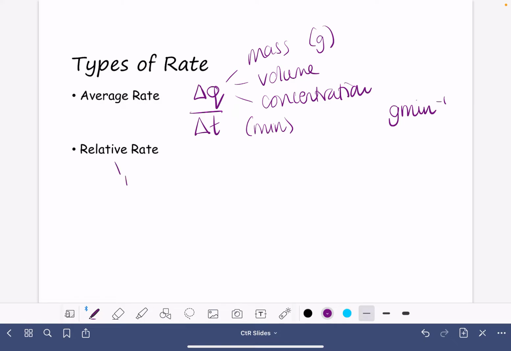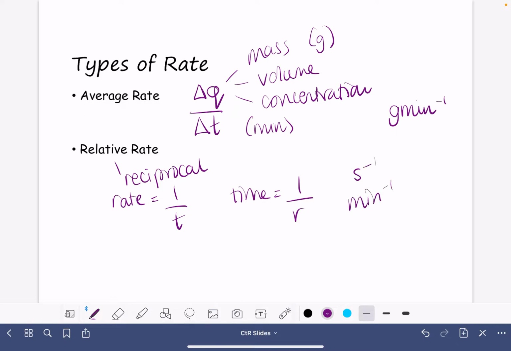Relative rate is the reciprocal of time. Okay, so that means it's the inverse of it. It's 1 over it. So relative rate is 1 over the time. So that means that the time would be 1 over the rate. Okay, and it's going to be given the units, whatever the time is, to the minus 1. So seconds to the minus 1, minutes to the minus 1, and so on.